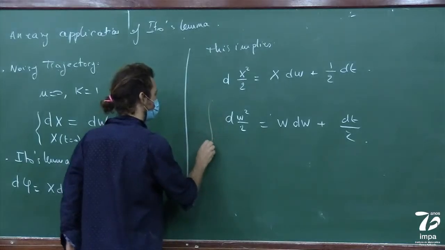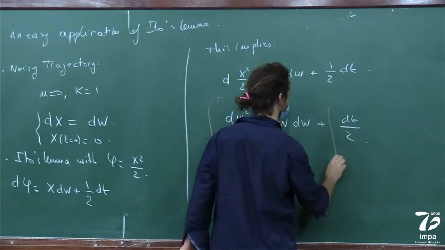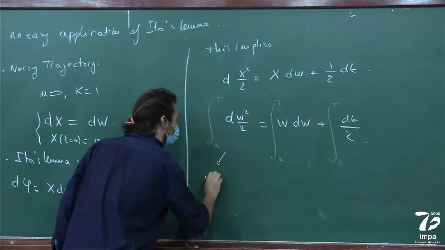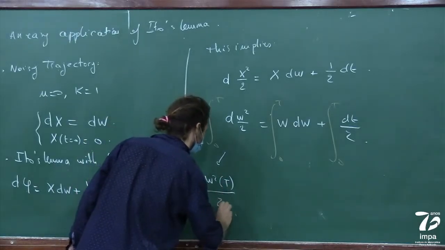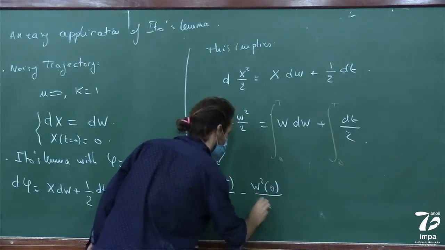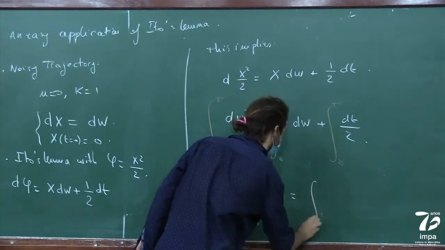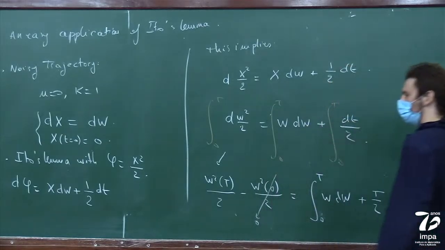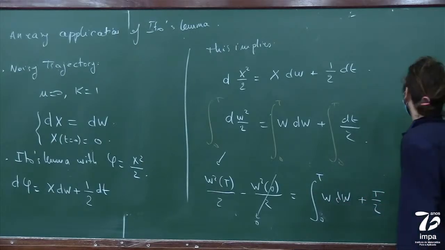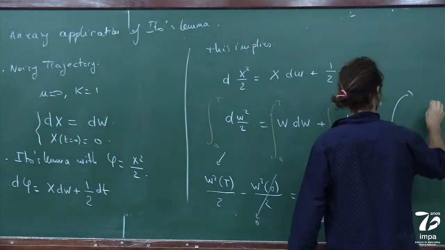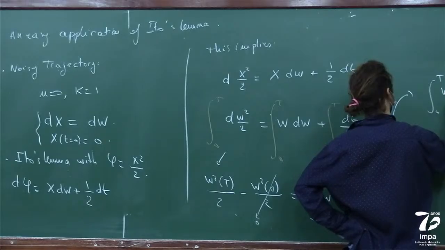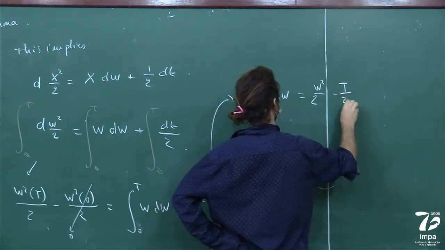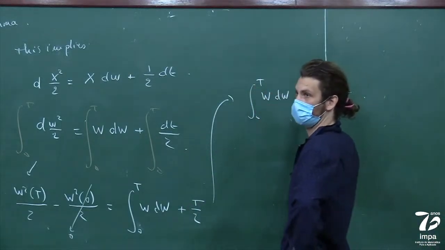We integrate this with respect to time between 0 and t. We get omega squared at time t over 2 minus omega squared at time 0 over 2, which is 0. And this is the integral from 0 to t of omega d omega plus t over 2. So with Ito's lemma, you can compute this integral: the integral between 0 and t of omega d omega is nothing but omega squared over 2 minus t over 2. So this is an example of a computation.